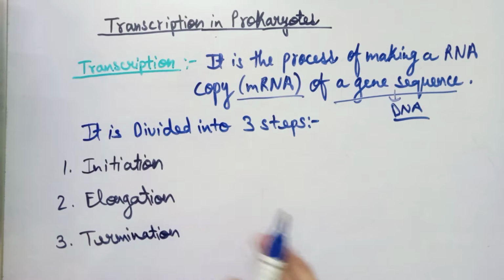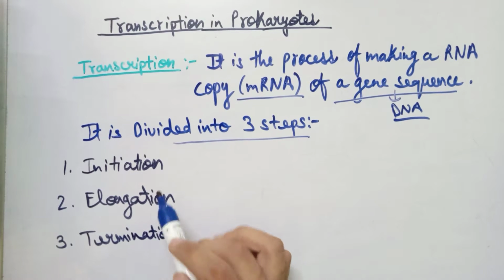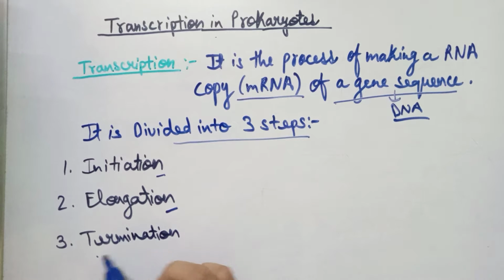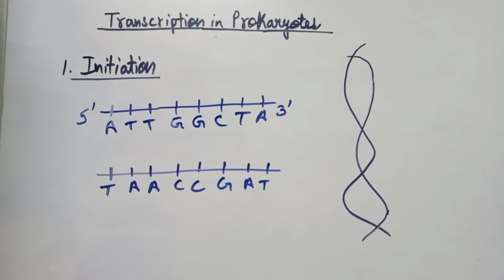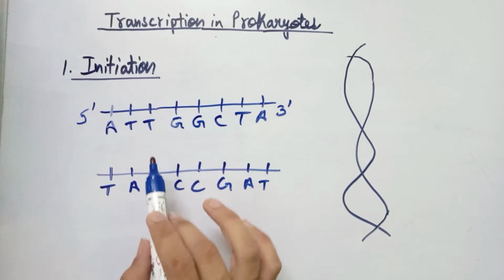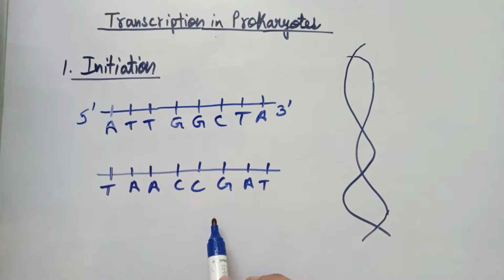And transcription is divided into three steps. The first step is initiation, the second step is elongation, and the third step is termination. So now we will study the first step of transcription in prokaryotes, which is the initiation step.